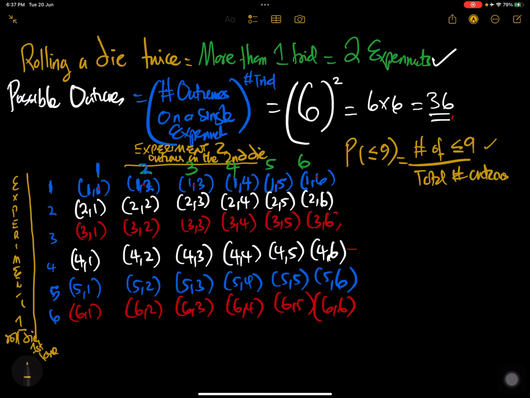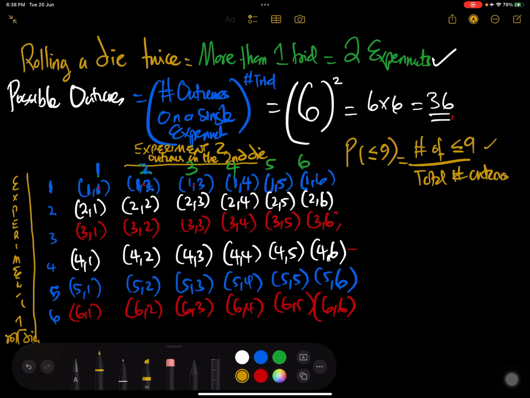So for this event we are looking for, we have to count the number of times we are getting two dice that, when we add them together, give us a sum that is less than or equal to 9. Okay, now how do we go about this?